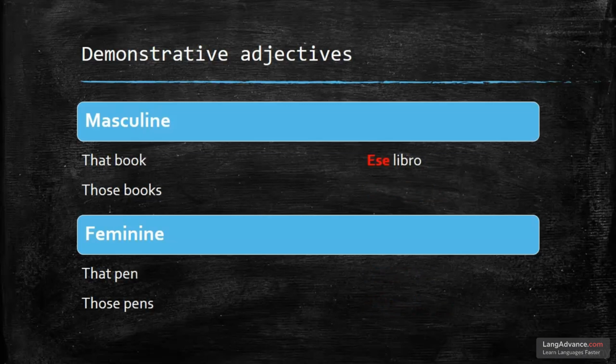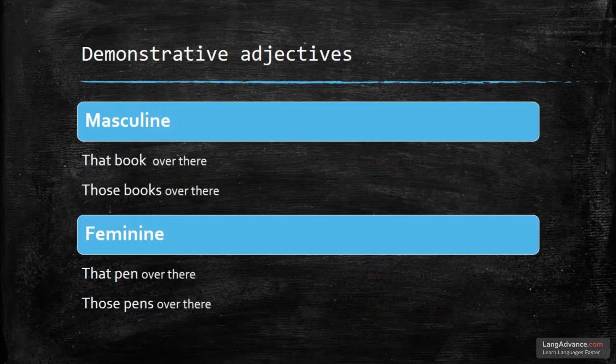That book, ese libro. And those books becomes esos libros. That pen, esa pluma. And those pens will be esas plumas.